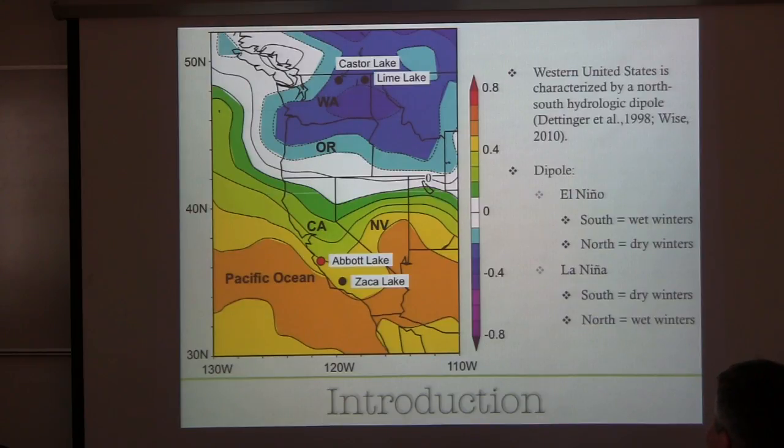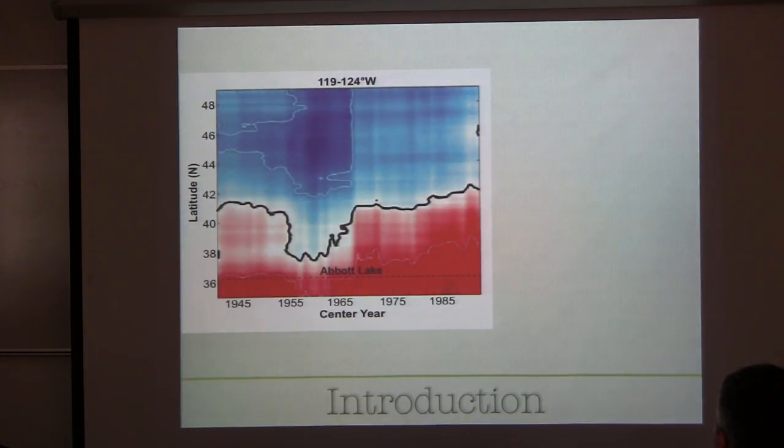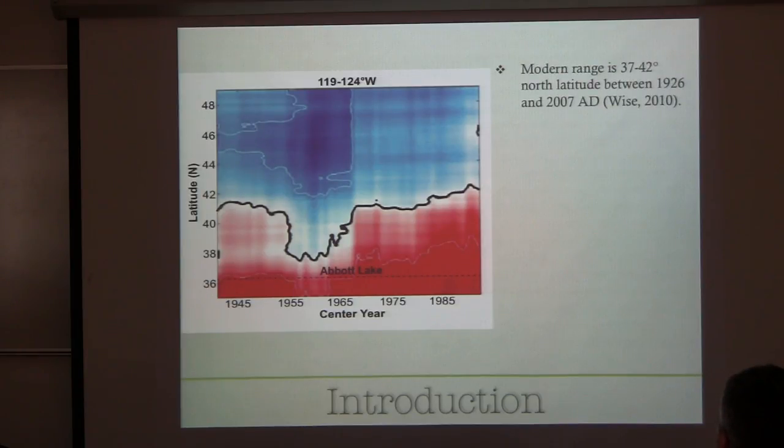Now on the next slide, we're going to go over the spatiotemporal variation of this dipole. And this gray box here highlights the region we're going to focus in on, which extends from 50 to 35 degrees north latitude. So if we zoom in on this area, this figure is from a study on the dipole by Wise, 2010. And we have latitude on the Y, we have years on the X. This bold line right here represents the latitudinal position of the dipole. The dashed line represents the latitudinal position of Abbott Lake, so you can see in relation. And you see that the dipole has about an average position of 41 degrees, but it's not stationary. It has a modern range of about 37 to 42 degrees during this time span.